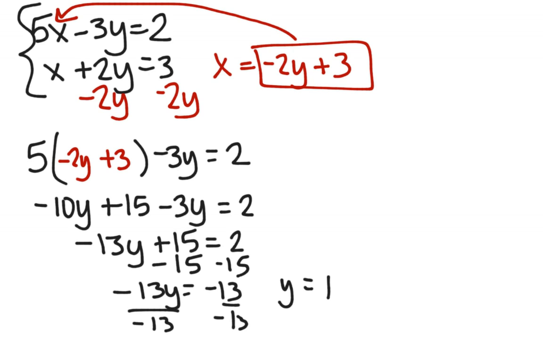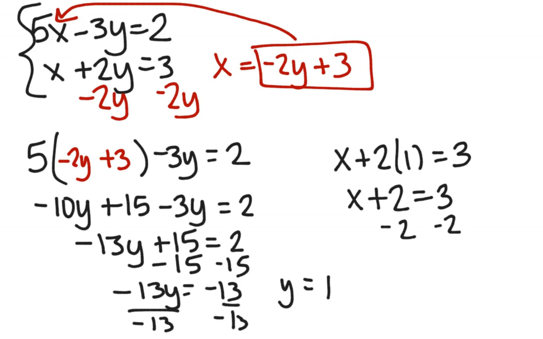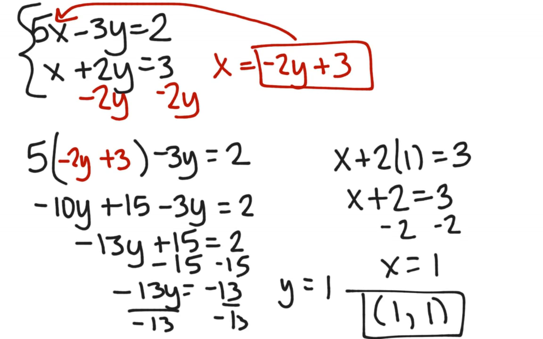I'm going to use that first equation. x plus 2 times, let's try that one more time. x plus 2 times 1, which is y, is equal to 3. So that gives me x plus 2 is equal to 3. Subtract 2 from each side, and x is equal to 1. So in alphabetical order, my answer is (1, 1).